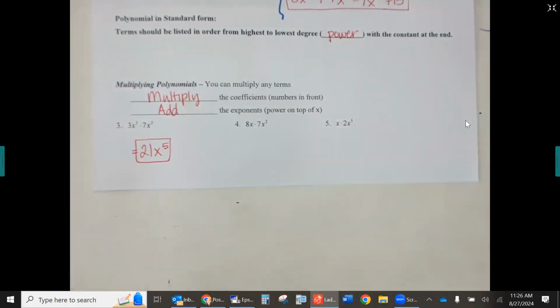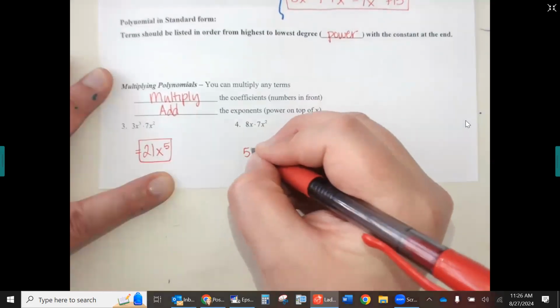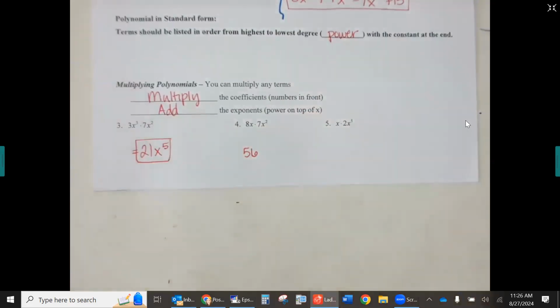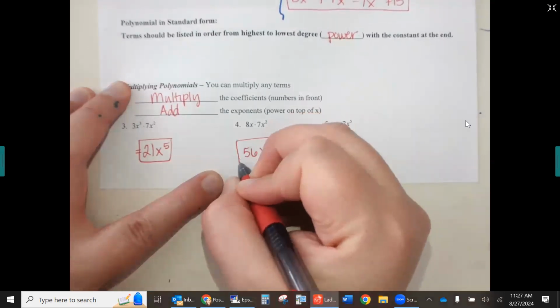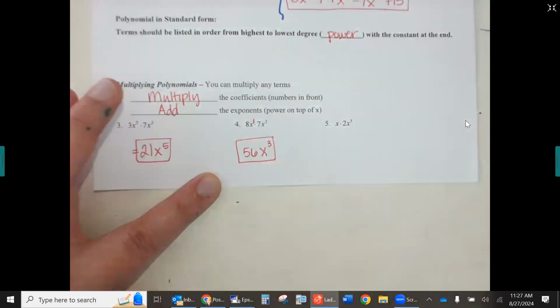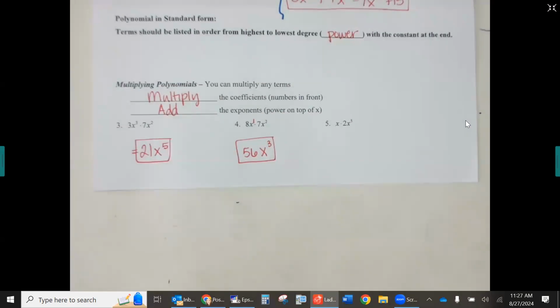Okay, take a look at your second one. I have 8x times 7x squared. What is 8 times the 7? 56. Now, when I add the numbers up top, this x doesn't have a number up top, then how many does it count as? 1, and then 2 more? 3. x3, very good. It should be x to the 3, because remember, this little x here is really an x1. Okay, last one like that, do number 5 for me.